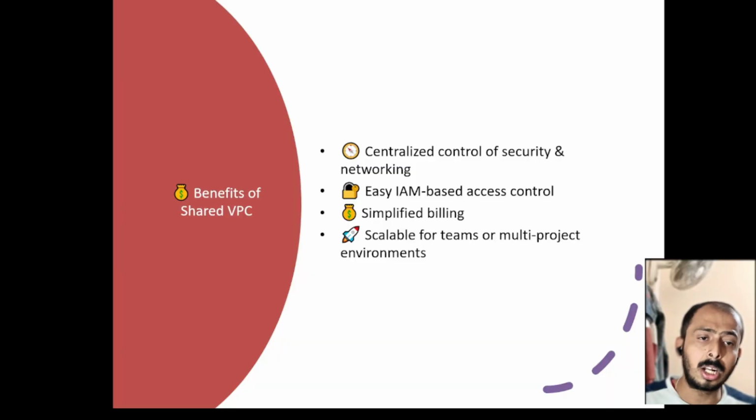As this is centrally controlled, security and policies are in one place, easy to manage, with easier access control using IAM roles, simplified billing and network management, and it is scalable for large teams or multi-department setups. So I think now you understand what shared VPC is and how it works. Now we can move to the demo part, where I'll show you how we can create VPC peering, how the setup works, and next how the shared VPC is created.